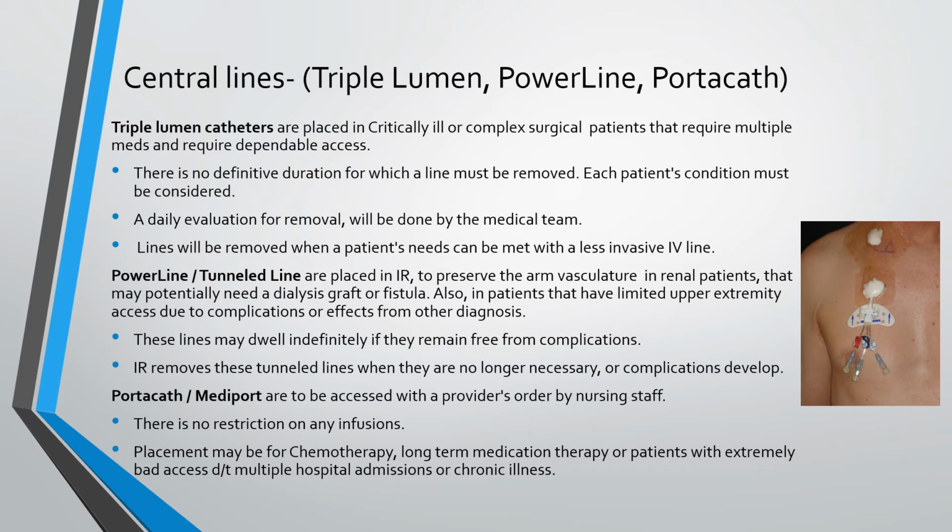Power lines and tunneled lines are placed in IR to preserve the arm vasculature in renal patients that may potentially need a dialysis graft or fistula. Also in patients that have limited upper extremity access due to complications and effects from other diagnoses. These lines may dwell indefinitely if they remain free from complications. IR removes these tunneled lines when they are no longer necessary or complications develop.